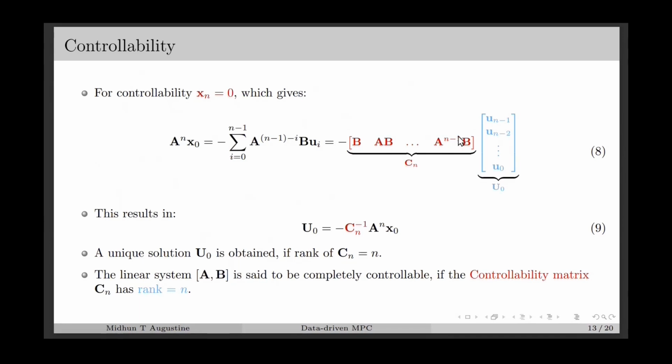And here this matrix we call the controllability matrix, which contains B, AB, till A raised to n minus 1 B as its columns. And this is a column vector which contains all the control inputs from time instant 0 till n minus 1.